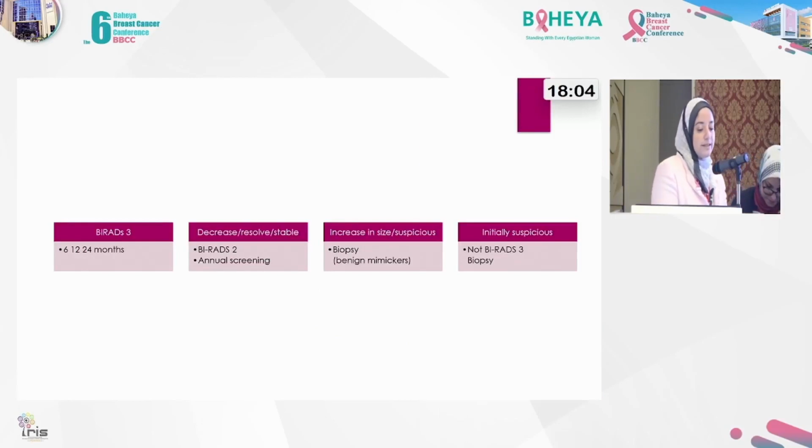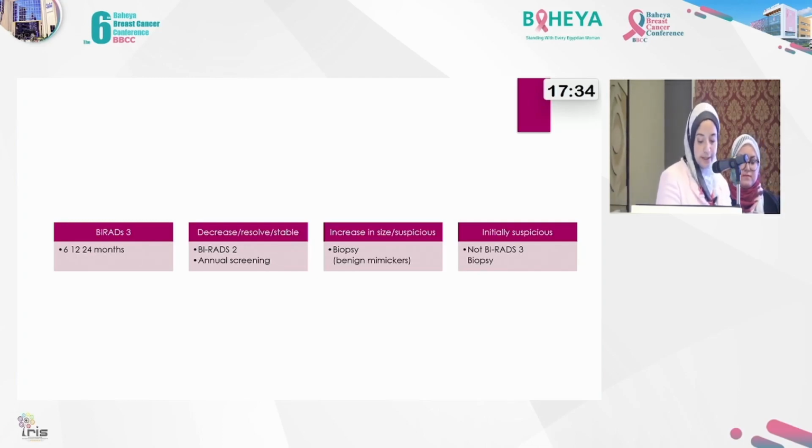The take-home message for this presentation is that any lesion that's given a BI-RADS 3, after exhausting all the clinical and diagnostic information that we have, whether the patient will perform mammography, ultrasound, or MRI if indicated because of any suspicion, and the end result is a BI-RADS 3 lesion, then this lesion should be followed up at intervals of 6, 12, and 24 months. If there's a decrease, stability, or resolution of the lesion, it could be downgraded to a BI-RADS 2 for annual screening.